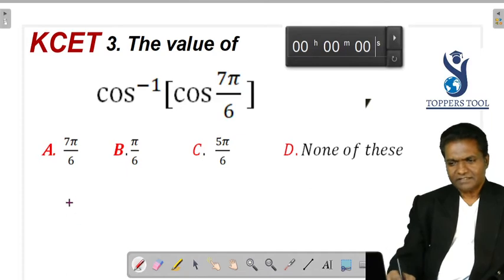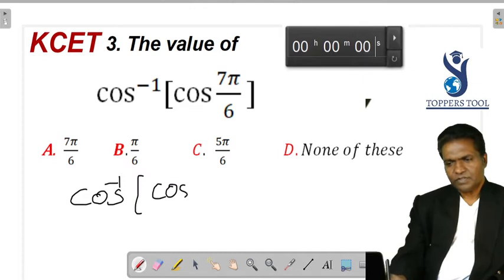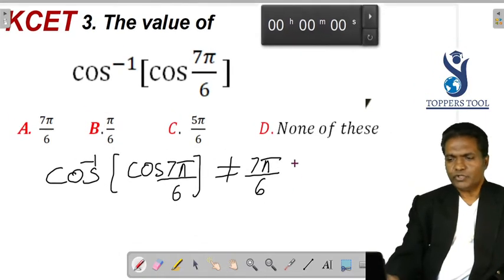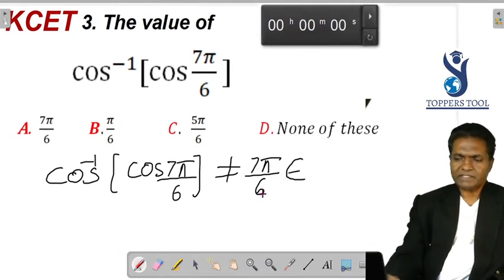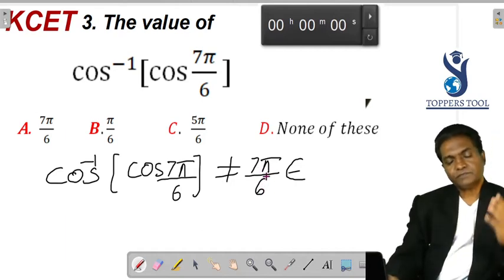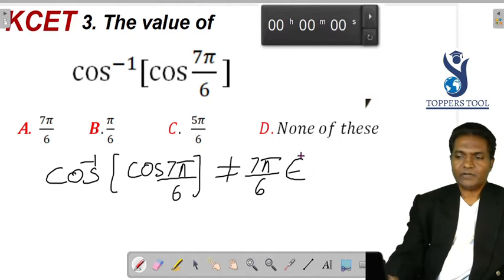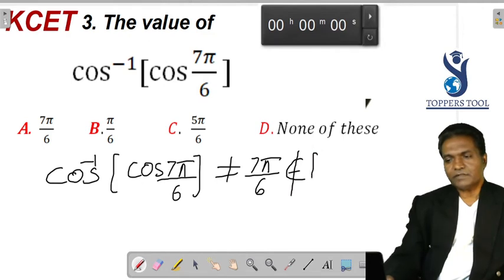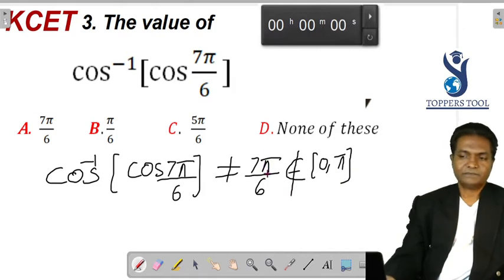So see here, cos inverse of cos 7 pi by 6. You cannot write it as 7 pi by 6, because you will get how much? Pi by 6 is 30 degrees, 30 into 7 is 210 degrees, and that does not belong to the principal branch of cos inverse. What is the principal branch of cos inverse? 0 to pi, 0 to 180, and here you will get 210 degrees. So this does not belong to it, so this is not the answer.